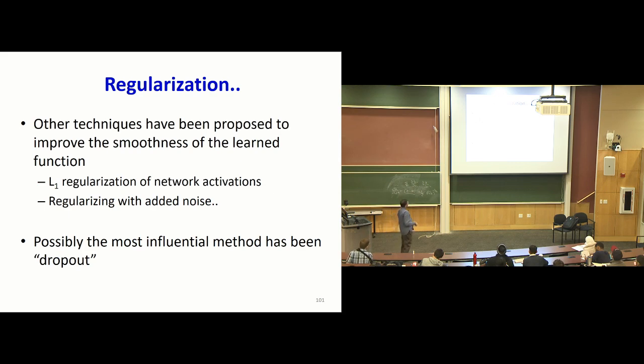So there have been other kinds of methods proposed: L1 regularization of network activations, regularization with added noise, and possibly the most popular one, which is dropout, which I really should be covering, but since we have only 4 minutes left in class, you're going to go through slides 102 through 135 on your own, and we'll make sure that you do.